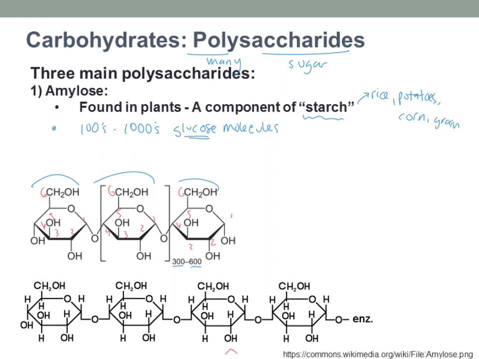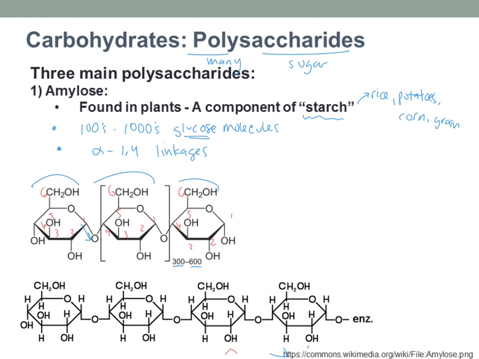But if I take a look at this one, it looks like I'm connecting carbons 1 and 4, so I know it's a 1,4 glycosidic linkage. And at carbon number 1, it looks like my OH is going down rather than up. So remember that if it's going down, that's alpha. So these are specifically held together by alpha 1,4 linkages. And so amylose solely has alpha 1,4 linkages. It's just a whole bunch of glucose molecules put together.